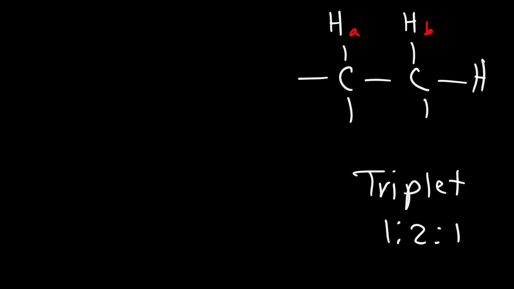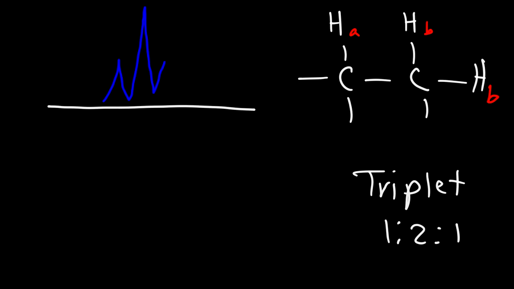So let's see, if we have a triplet, why is the intensity ratio 1:2:1? So we need another proton here. In this case, proton A is being split by two adjacent protons. So 2 + 1 will give us 3. We're going to get the triplet. So let's draw a picture of the triplet to begin with. It's going to look something like this. As we can see, there's 3 peaks in this signal.